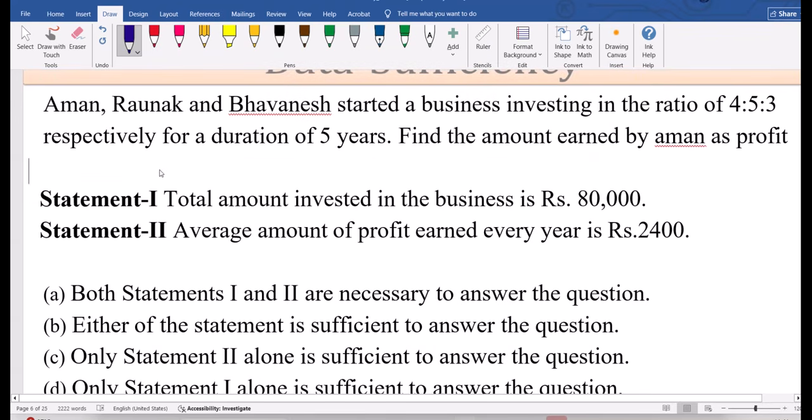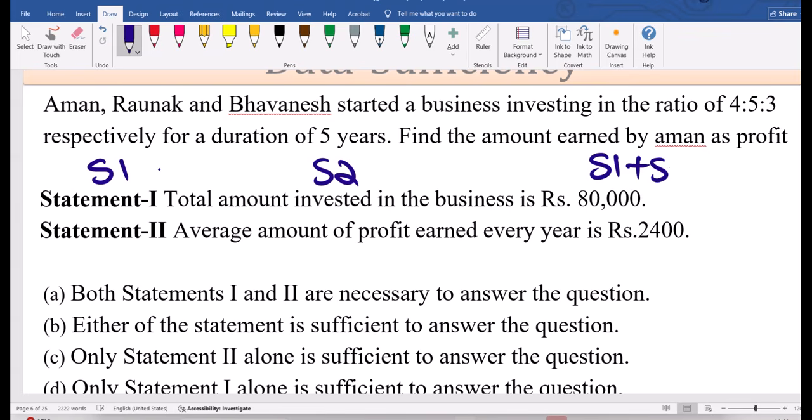There are three people, Aman, Raunak and Bhavnesh, who started a business by investing in a 4:5:3 ratio for a duration of 5 years. Find the amount earned by Aman as profit. Right, so this is the question. Now, to decide the profit earned by Aman, is statement 1 alone sufficient, statement 2 alone sufficient, or both put together? So first thing, recall the partnership concept.